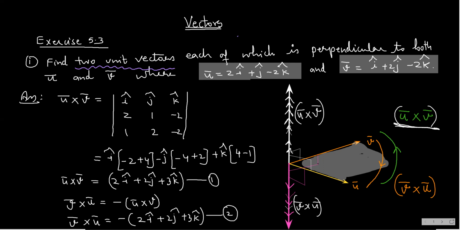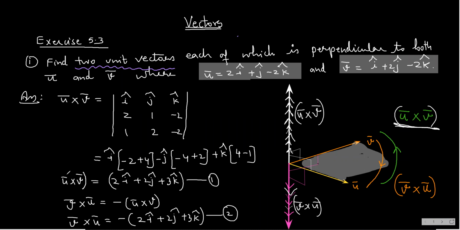Okay, so now what I have done, I have found two vectors which are perpendicular to U bar and V bar. See, I have found this vector and this vector. I have found both the vectors. Next. Now what I want? I don't want the vectors. I want unit vectors. So what should I be doing? I should be finding the unit.